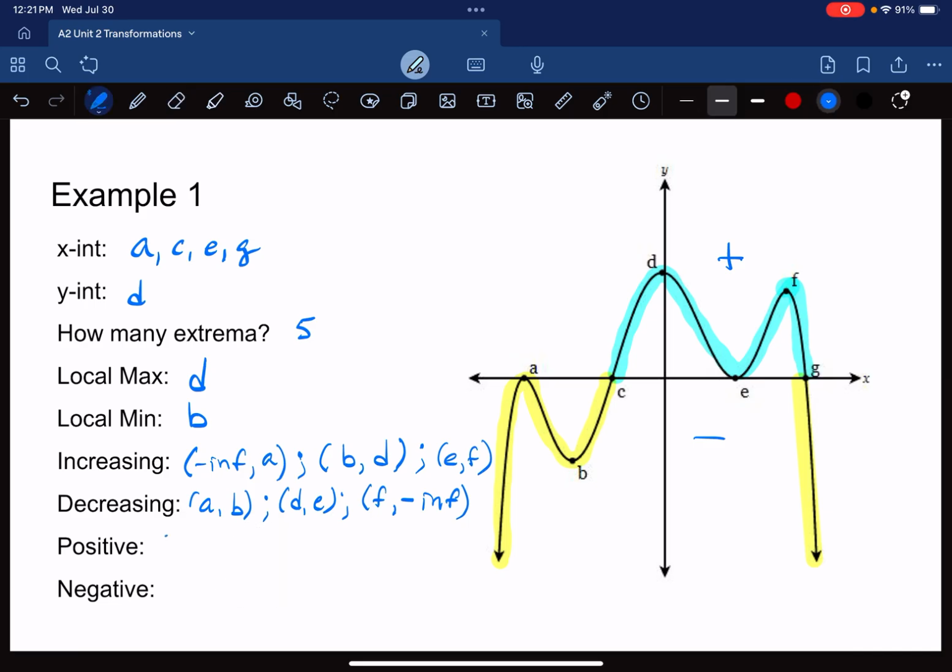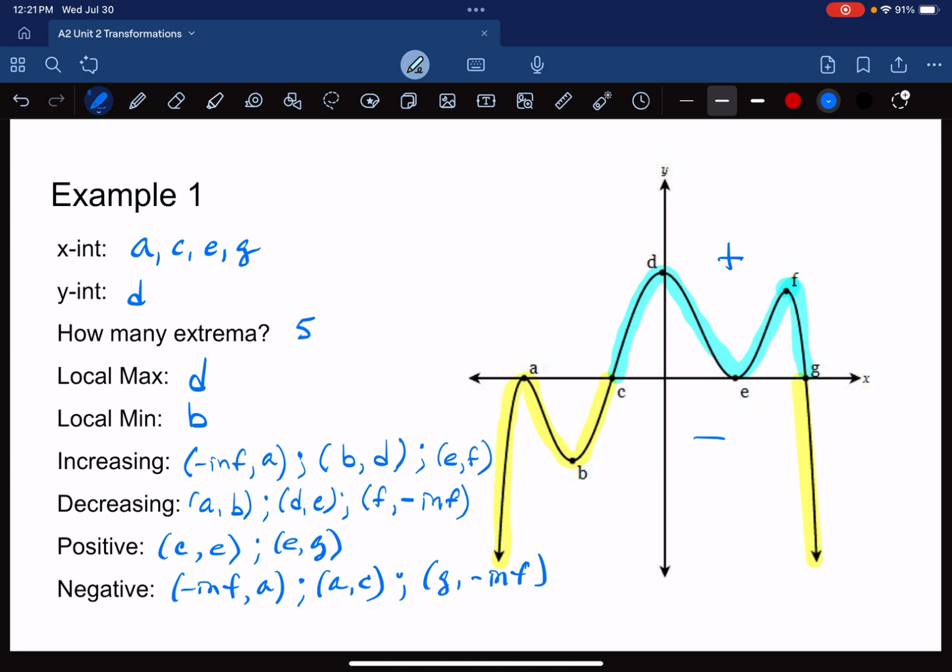It's positive from C to E, and at E it's 0. And then it goes from E to G, where it's again 0. Now the negative sections: I'm going to go from negative infinity to A, then from A to C. All right? And then there's a section over there from G to negative infinity again.